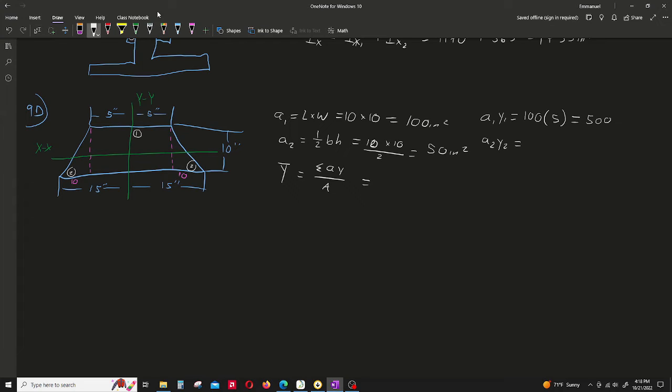Yeah, h divided by 3. So the area we know is 50. Y we know is going to be h divided by 3, which h is 10. And so therefore, if I run out of space here, let me grab my calculator also. 10 divided by 3 is just 3.3, right? 10 divided by 3 gives us 3.3 repeated times 50. That's what I really need, is 166.67.